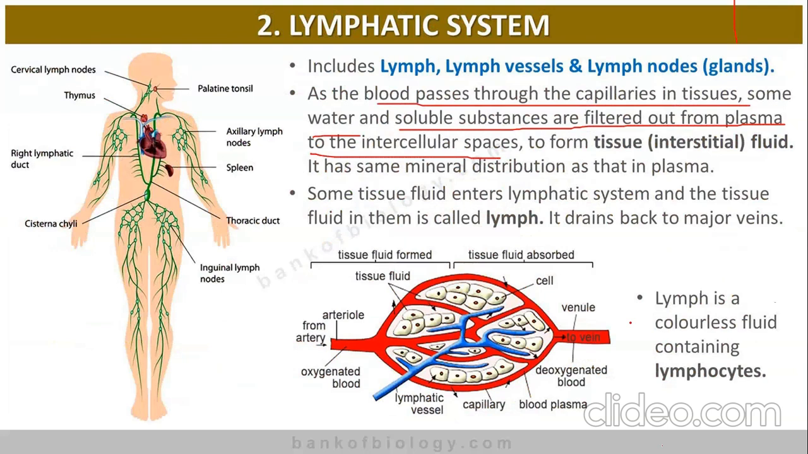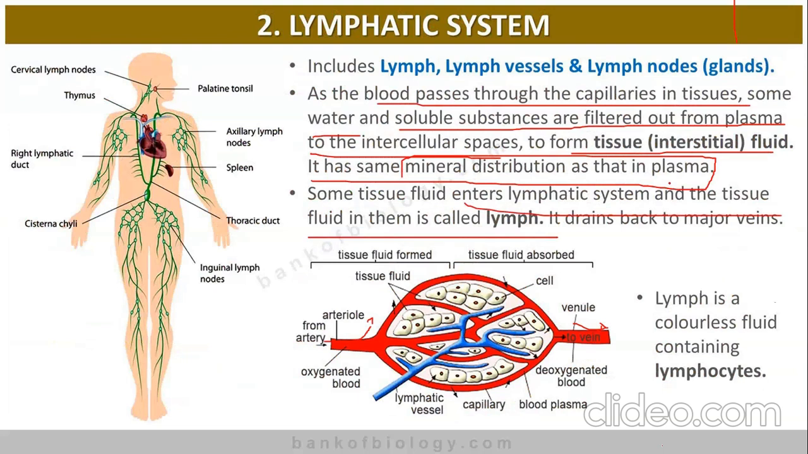So you can find that when the blood capillaries are coming from the artery to the vein, there is some diffusion that is taking place in the middle, and they all together form a tissue or an interstitial fluid. It will have the same mineral distribution as is found in the plasma. When some tissue fluid enters the lymphatic system, the tissue fluid in it is known as the lymph. This will drain back to the veins, but still it has some potent capacities which can make the transportation much easier and concentrated.